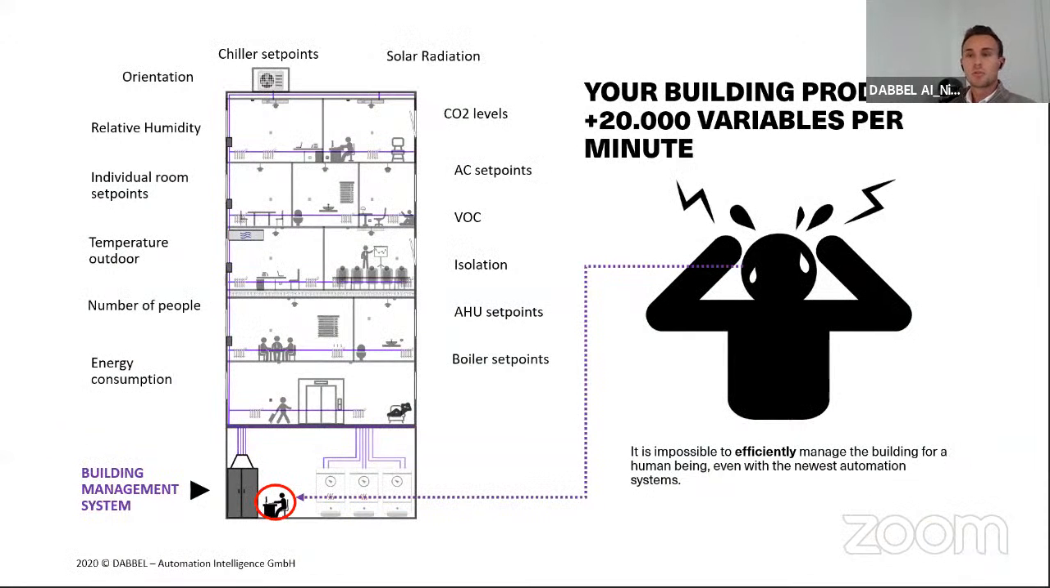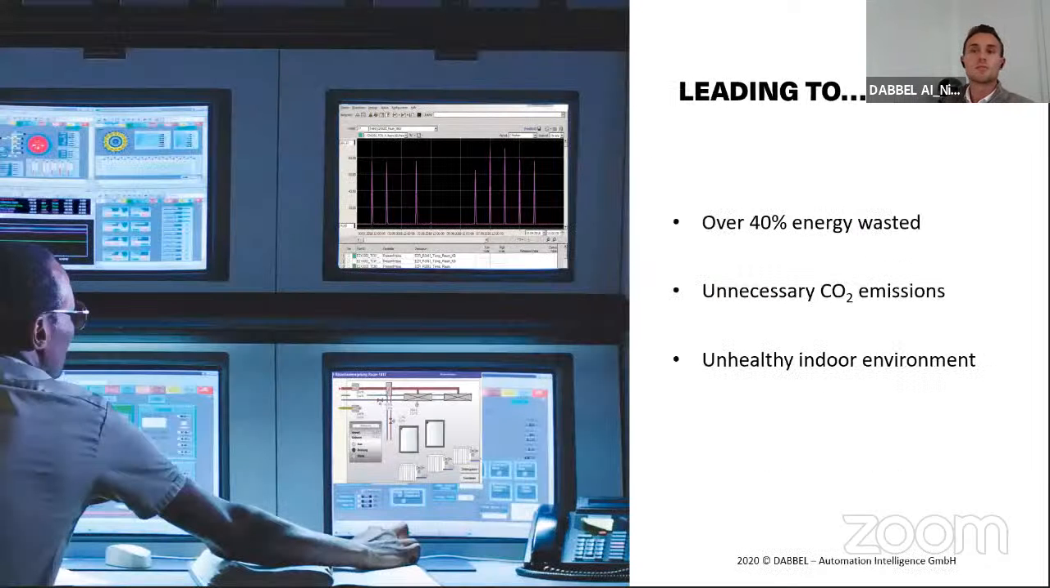So what is the problem in running buildings manually? A single building produces over 20,000 variables per minute, making it impossible for a human being to monitor these variables and at the same time take appropriate control decisions. So what is the problem then? We have over 40% in energy wasted, therefore unnecessary CO2 emissions, an unhealthy indoor environment, and high operating costs. What do we do now to solve this problem?